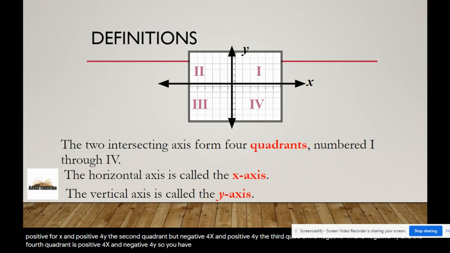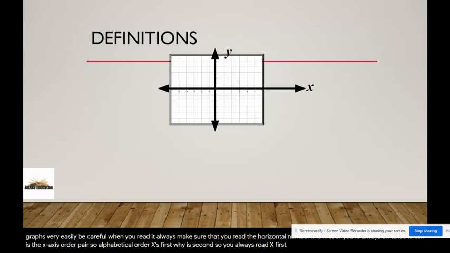So you have to know how to read the rectangular coordinates so that you can graph very easily. Be careful when you read it. Always make sure that you read the horizontal number line first, which is the x-axis. Ordered pair, so alphabetical order: x is first, y is second. So you always read x first.